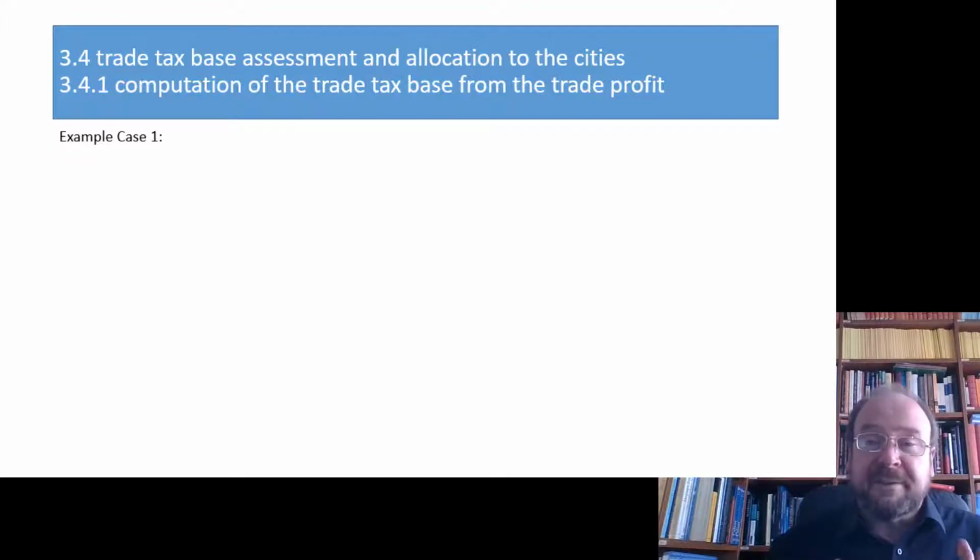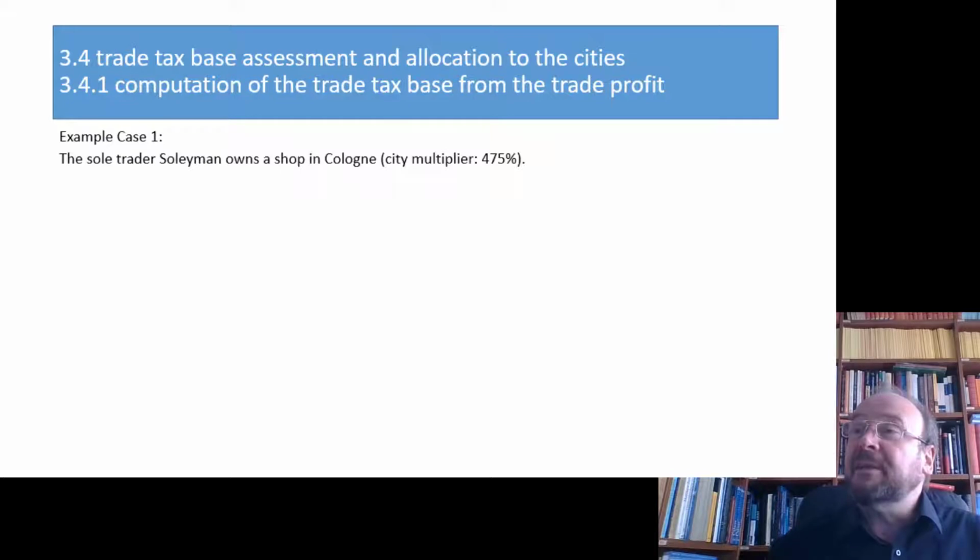Now we have some basic knowledge again, and so let's think about an example case. We have a sole trader, and I thought it would be adequate to give the man a name which signalizes that. So he is Solely Man. Solely Man owns a shop in Cologne, and the city multiplier of Cologne shall be this year, 2021, that's really the case, 475%.